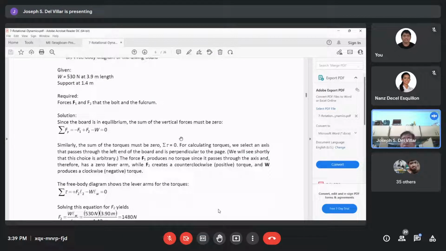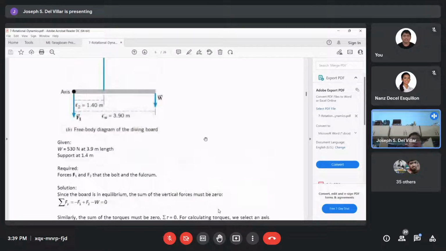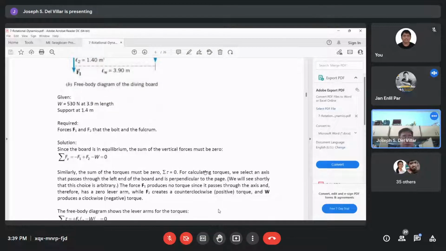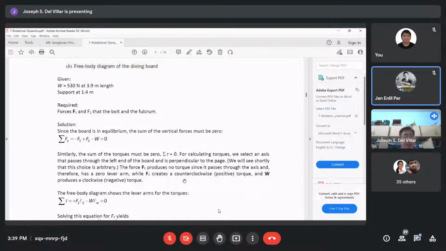Okay, will you compute that? I think equation number 2 is another equation and only one unknown, di ba? F1. So one unknown, one equation, you can solve for F1. What's the value of F1? F1 times 1.4 minus 530 times 2.5 equal to 0. Solve for F1. What is F1 equal to? 946.43 po. Okay, that is correct.